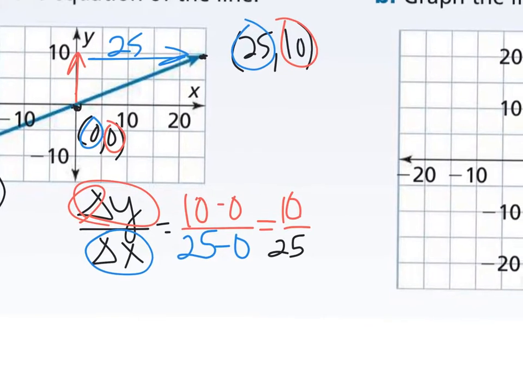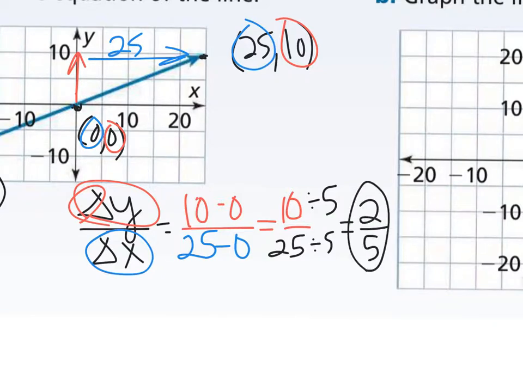As always with fractions, we want to try and reduce if possible. So both of these numbers are divisible by 5, so that would reduce down to 2/5. We have done a majority of the work. We need to finish this off. The question was to write the equation. So instead of y equals mx, our equation would be y equals 2/5 x.